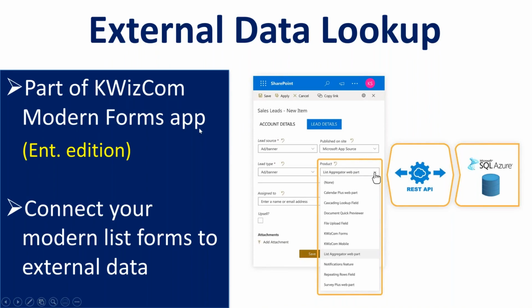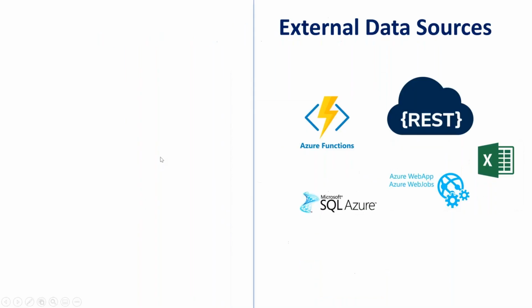And as I said, today I'm going to speak about the external data lookup. This is a new type of lookup column for QuizCon Modern forms. And it's also a part of the QuizCon Forms Enterprise Edition. So if you're already using QuizCon Forms Enterprise Edition, you don't have to do anything. You'll just see it there. If you are using QuizCon Forms Standard or Professional Editions, you can get this app separately or upgrade to the Enterprise Edition. So it's up to you.